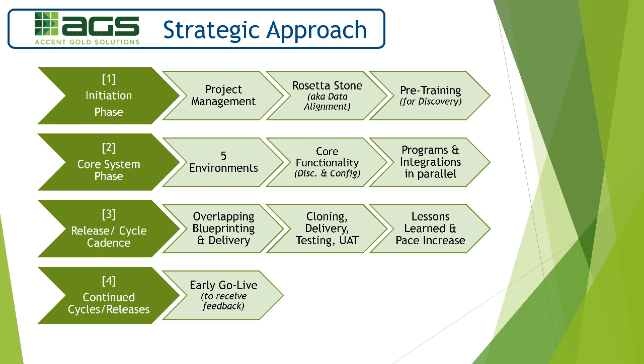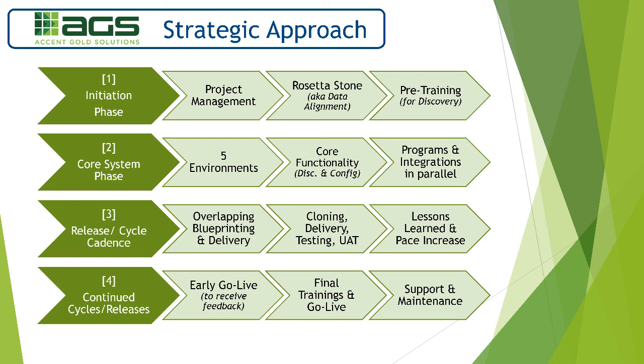Finally, we get into the number 4, continued cycles, which means we strive to get early go live, which means we want to go live with programs 1 through 4 quickly so that we can get feedback. That's really, really relevant. From there, we go into our final trainings. Although we are training all along the way, we get eventually to our final go live, and that begins our support and maintenance process, which includes further training, further adjustments, and from then on, we can work on future programs or deliveries from there as needed.